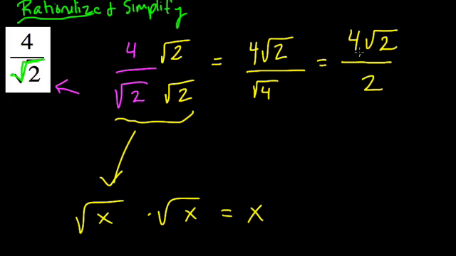And here we have 4 divided by 2. That's just 2. And we're done. Our answer is 2 times the square root of 2.